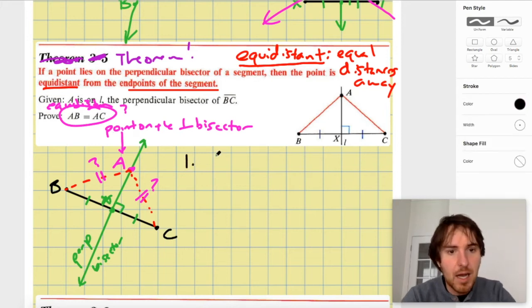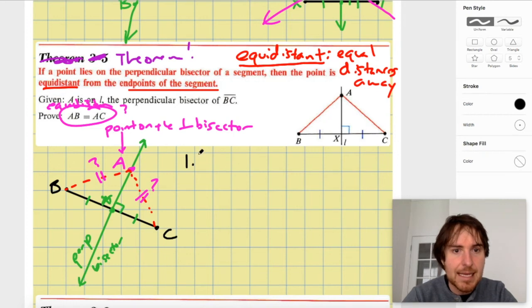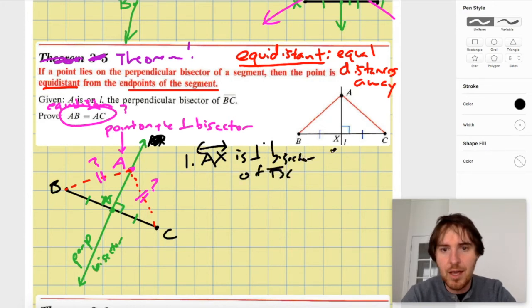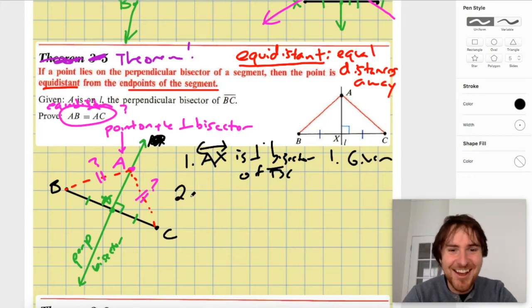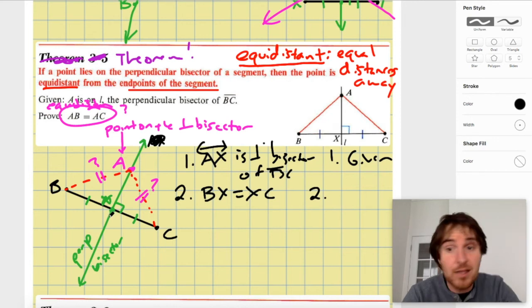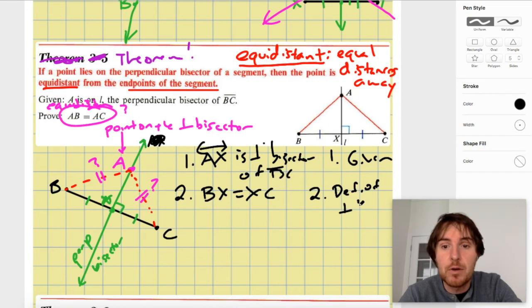Okay, so given to us, this is line L. Well, I'm going to call it line AX. So AX is bisector of BC, okay? You guys aren't fast forwarding, are you? So that would allow us to deduce that BX would have to equal XC, okay? Because a perpendicular bisector intersects the segment at its midpoint. It's also perpendicular to it, but at its midpoint, and that is just the definition of perpendicular bisector.